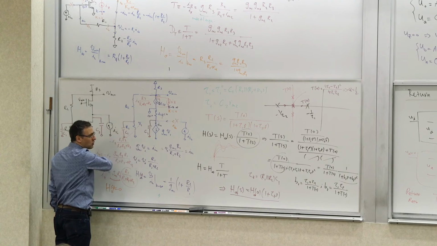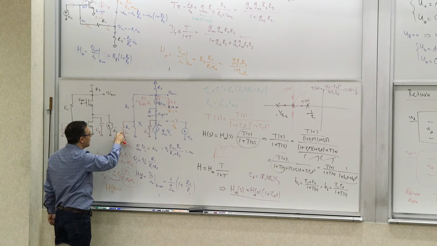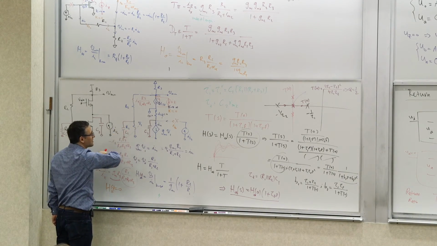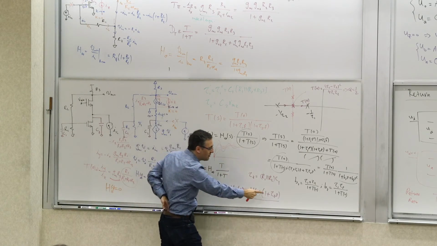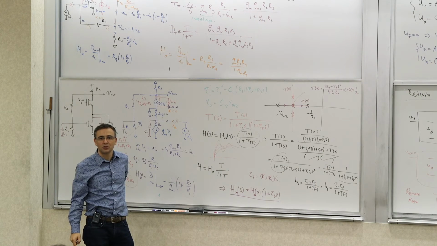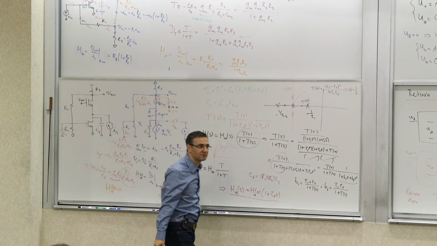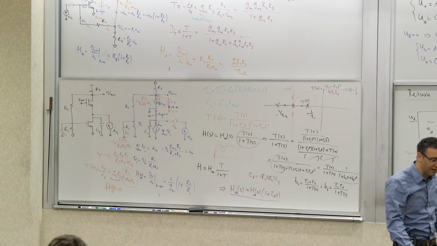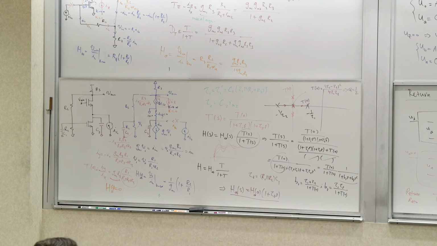You can control what you do by controlling the relative values of R's and C's. So maybe you can use this 0 to compensate to some extent the behavior of the two poles that are induced when you have a large feedback network. That's one of the methods of feedback compensation in feedback loops. All right, any questions on that?